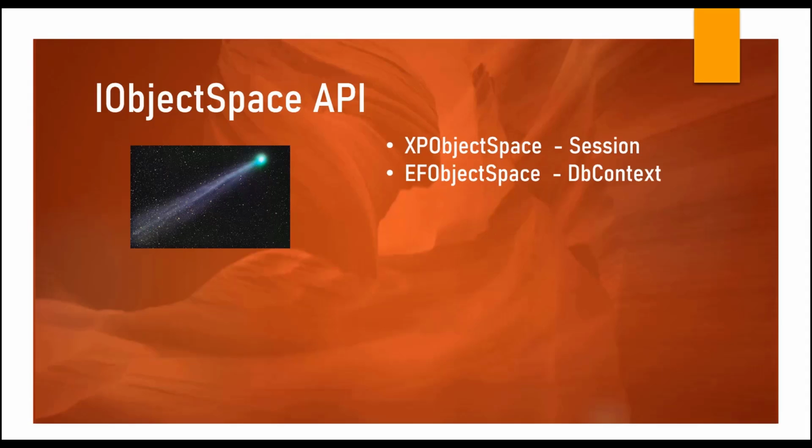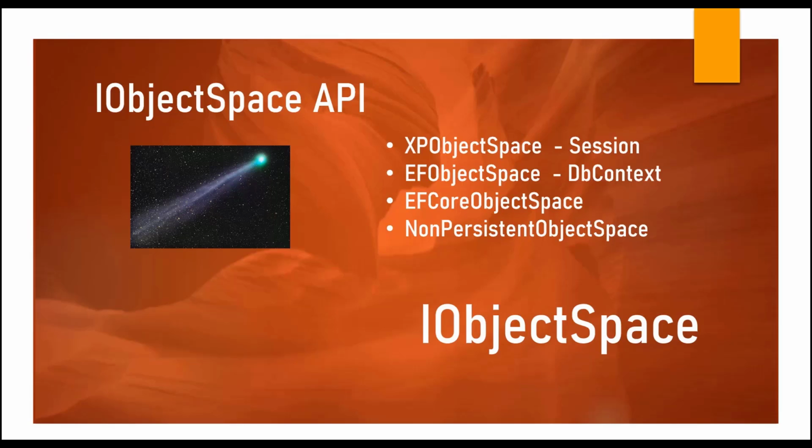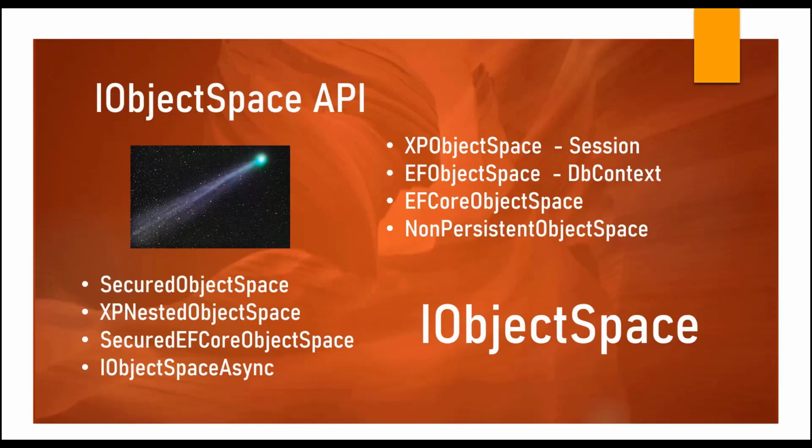The EF object space is going to be using the DB context for the same goal. Same with EF Core object space. We also have the non-persistent object space that's used to manage non-persistent objects not mapped to any objects in the database. And all of these object spaces have the common interface, that is the IObjectSpace API that is actually giving us all that functionality. We have a couple more object spaces like the secured object space, the XP nested object space, and the secured EF object space.